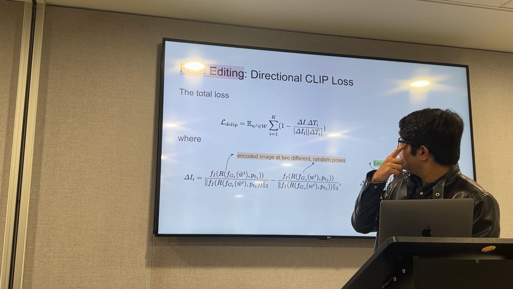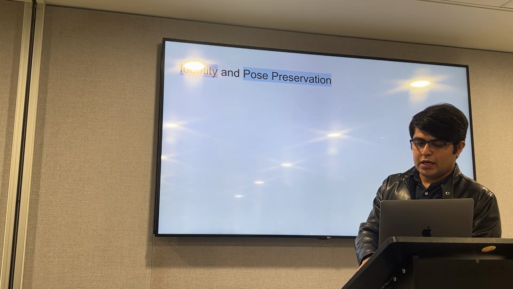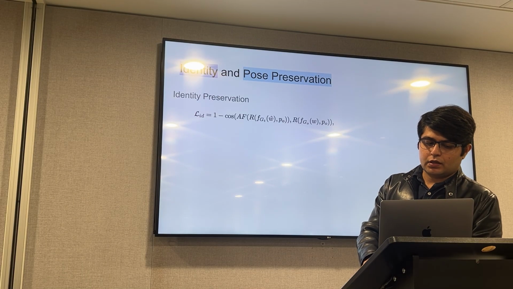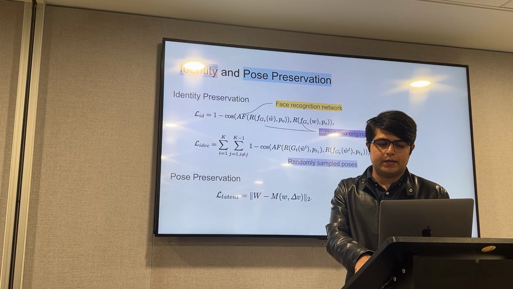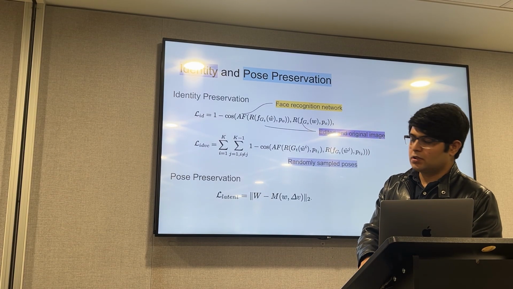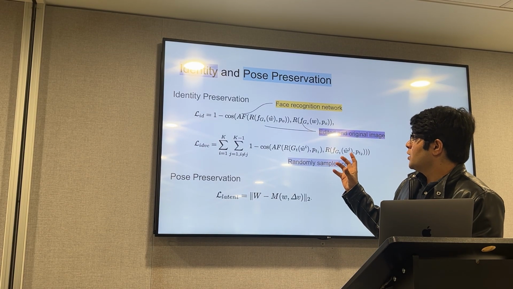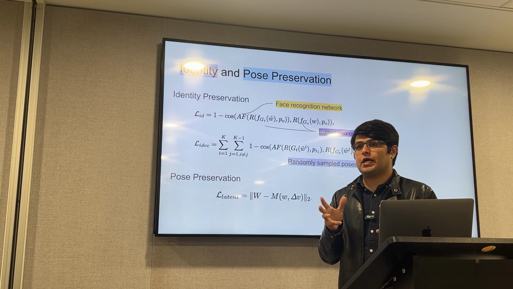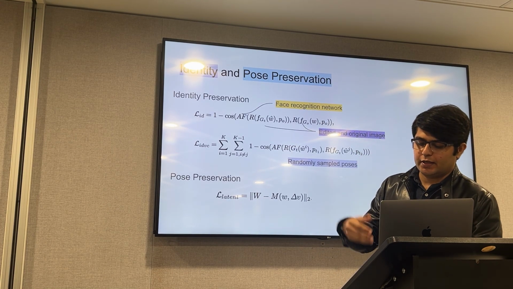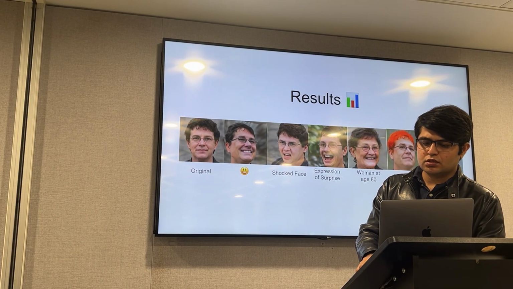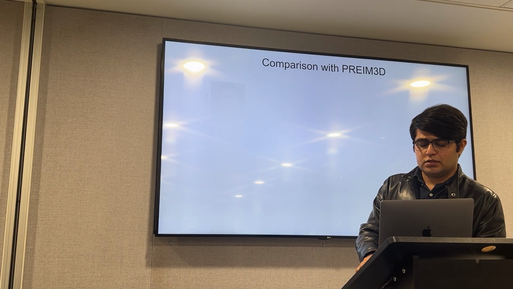In order to train these style tokens and style mappers, we first used directional loss, which is from another work, and then we also used 3D identity preservation, I'll just skim through it, and pose preservation loss. These are there to make sure that the pose and the identity of the generated image are kept intact. So let's see a few results.